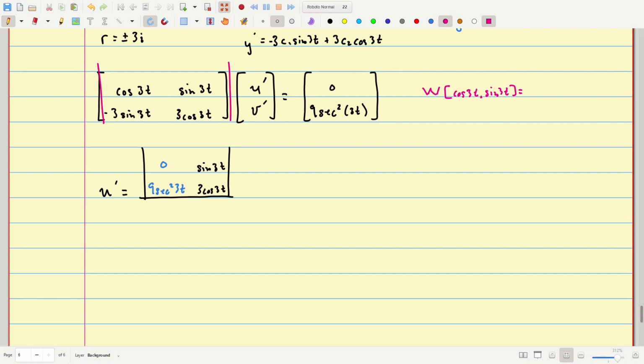We're going to get 3 times cosine squared minus negative 3 times sine squared. And so what this is going to look like is 3 times cosine squared of 3t plus sine squared 3t, after factoring out that 3. So the Wronskian is just 3.